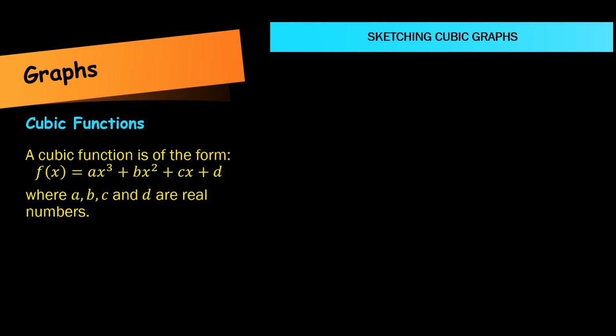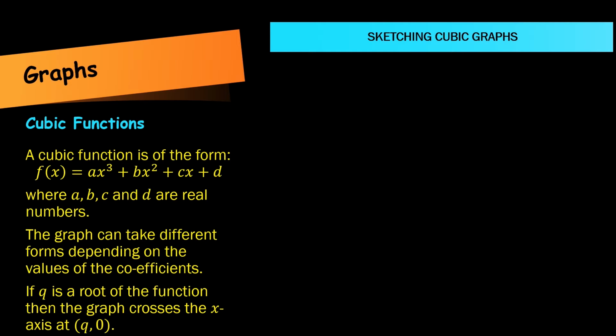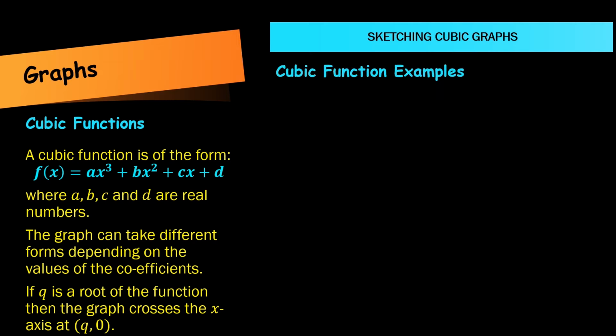A cubic function is of the form f of x equals ax cubed plus bx squared plus cx plus d, where a, b, c and d are real numbers. The graph can take different forms depending on the values of the coefficients. If q is a root of the function, then the graph crosses the x-axis at (q, 0). Let's now take a look at some cubic function examples.